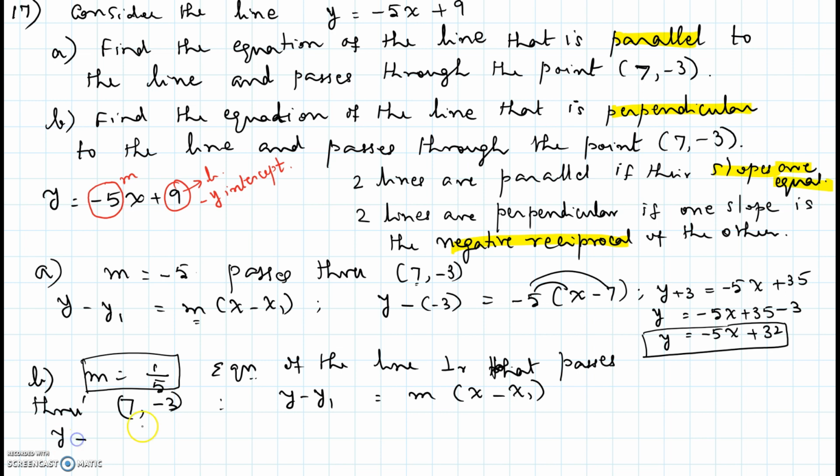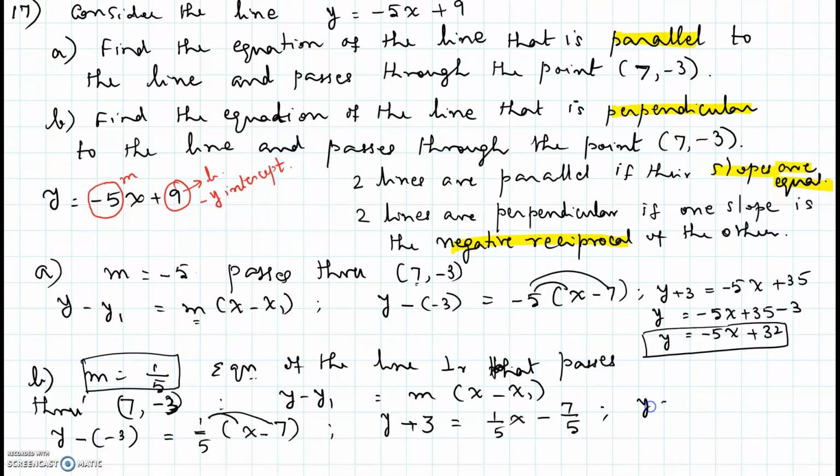So y minus y1, which is negative 3, equals m, which is 1/5, times x minus x1, where x1 is 7. If we simplify, negative negative makes it positive, y plus 3. When you distribute, that will be 1/5 of x, and 1/5 times negative 7 is negative 7 over 5. Then you have to move the 3 to the other side in order to isolate the y. So it is 1/5 of x, negative 7 over 5. Positive 3 on the left-hand side becomes negative 3 on the right-hand side.